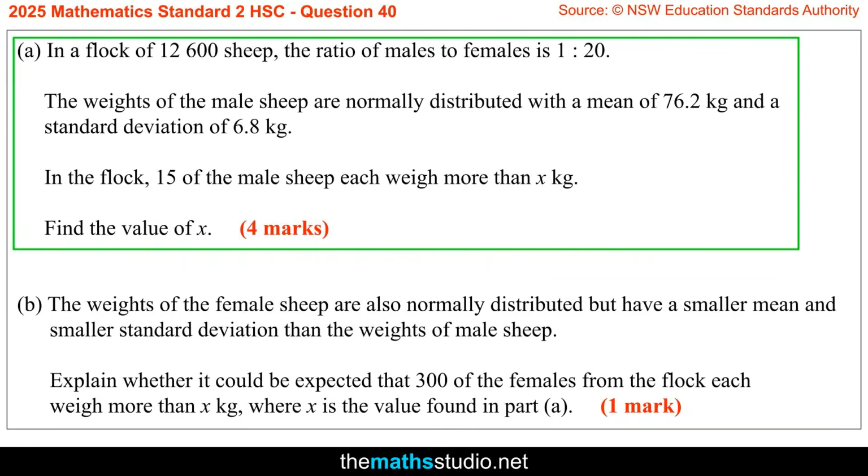Question 40, Part A. In a flock of 12,600 sheep, the ratio of males to females is 1 to 20. The weights of the male sheep are normally distributed with a mean of 76.2 kilograms and a standard deviation of 6.8 kilograms. In the flock, 15 of the male sheep each weigh more than X kilograms. Find the value of X.